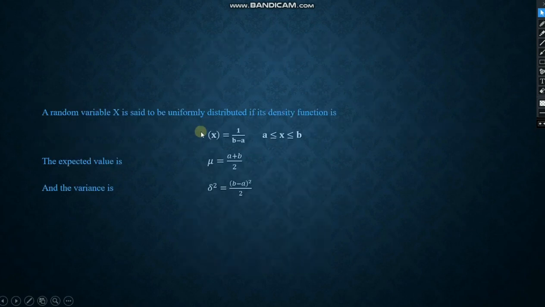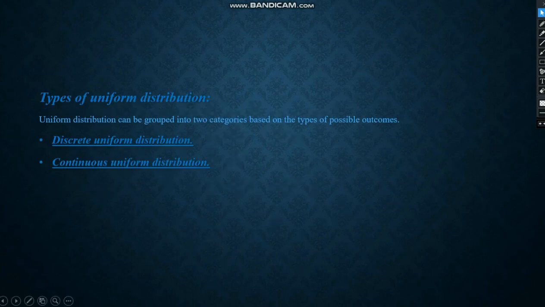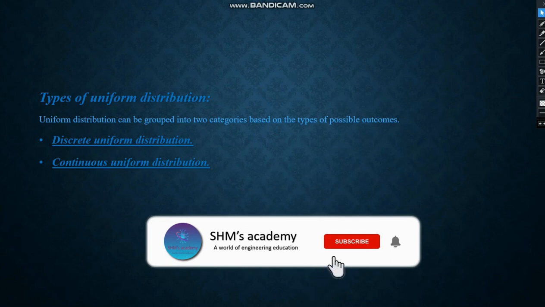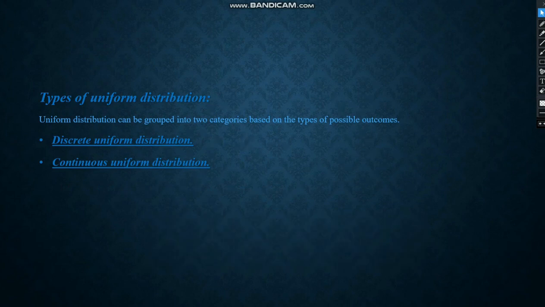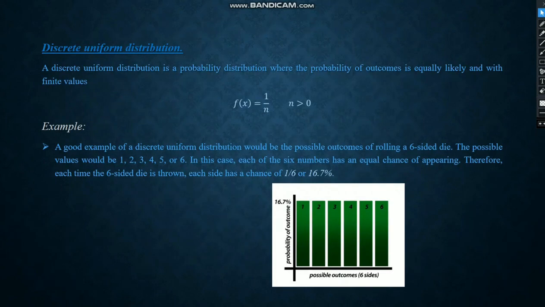These are some formulas of the density function, variance and mean of the uniform distribution. Uniform distribution can be grouped into two categories based on the type of possible outcome: discrete uniform distribution and continuous uniform distribution. First, we talk about the discrete uniform distribution. A discrete uniform distribution is a probability distribution where the outcomes are equally likely and finite. It has a probability mass function equal to 1 upon n, where n is always greater than 0.